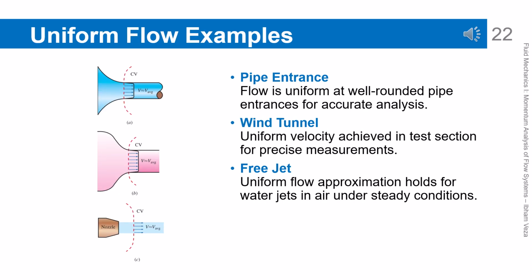Uniform flow examples. In many practical cases, the flow can be assumed to be uniform across a cross-section. Examples include well-rounded pipe entrances, the test section of a wind tunnel, and free jets in air. The uniform flow assumption greatly simplifies momentum calculations. With this assumption, the velocity is considered constant over the entire cross-section. This eliminates the need to integrate the velocity profile.